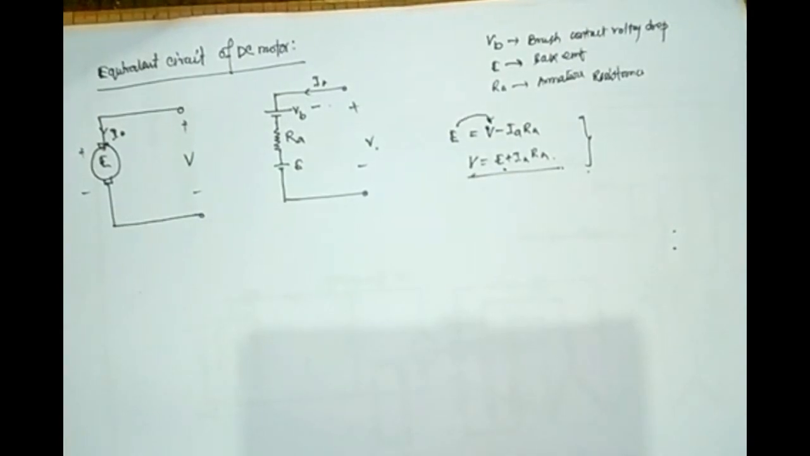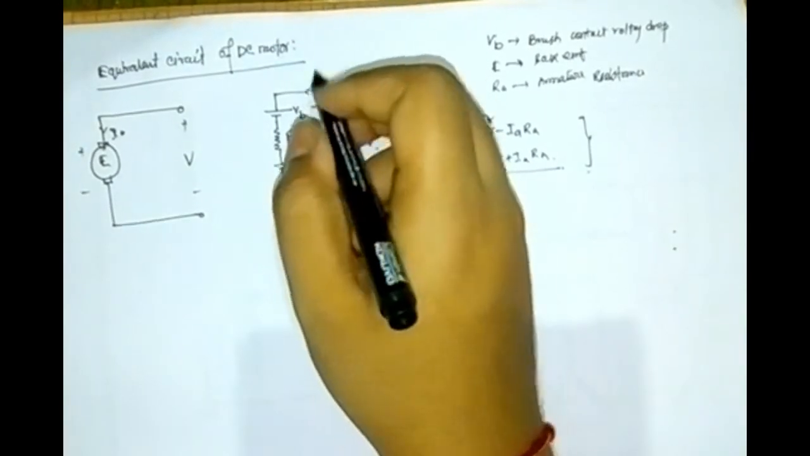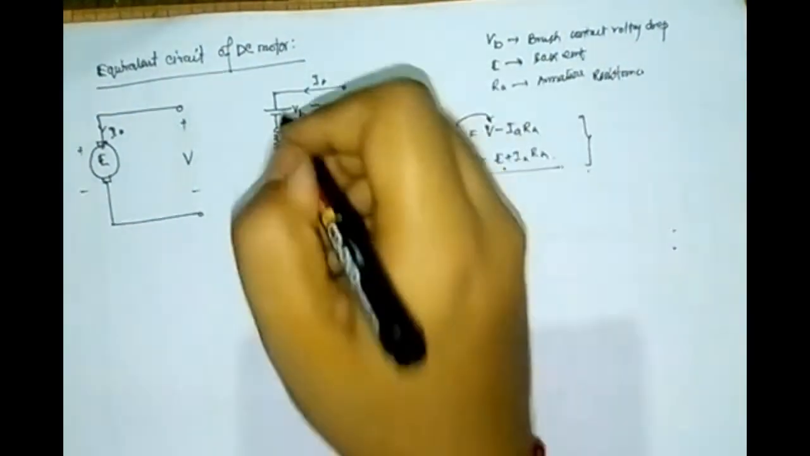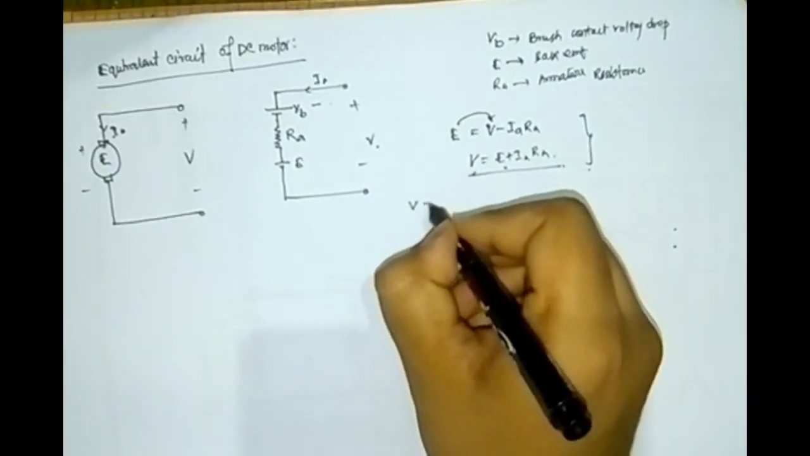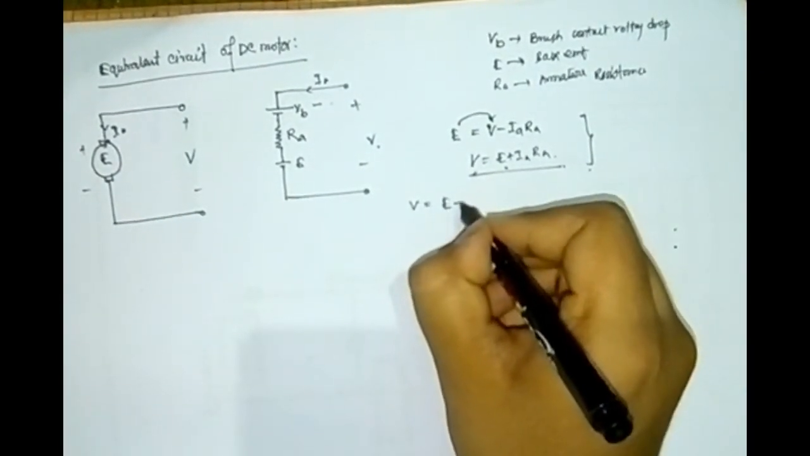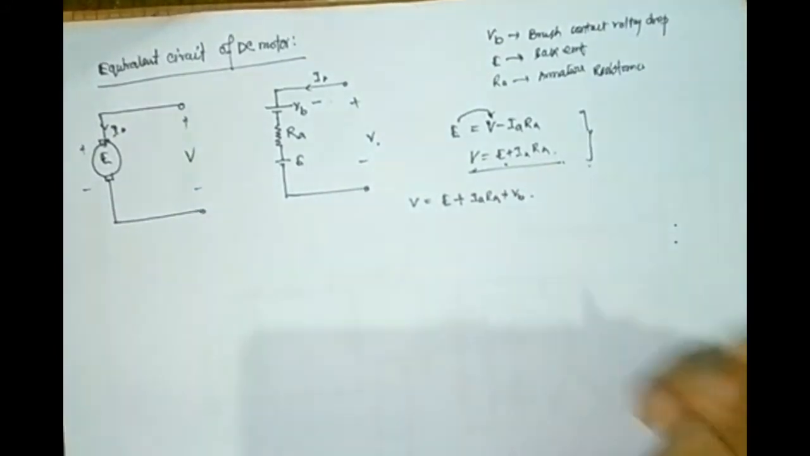Now, if the brush contact voltage drop is considered, I am not considering it because the brush voltage drop is very small in nature. But if I consider that, it will again count. So it will be V is equal to E plus IA RA plus VB. I am counting it.